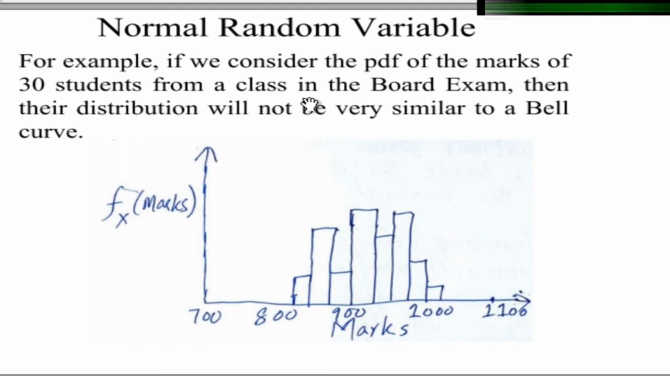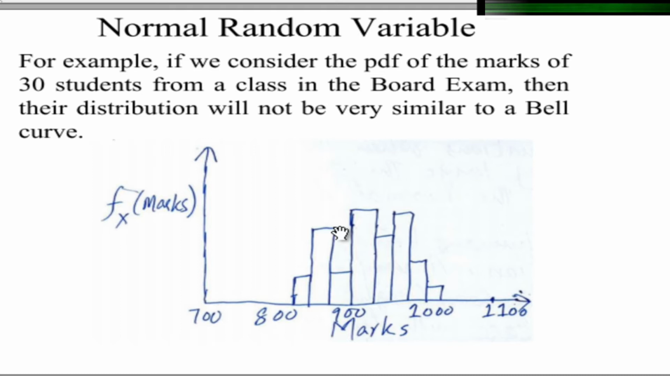For example, if we consider the PDF of the marks of 30 students from a class in the board exam, then their distribution will not be very similar to a bell curve. Why is it not very similar to the bell curve? Because for any ideal bell curve, the number of elements or people you are encompassing should be great, almost reaching infinity.